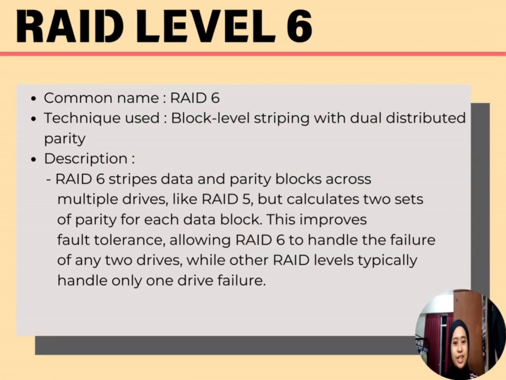Lastly, RAID level 6. The common name for this RAID is RAID 6. The technique used is block level striping with dual distributed parity. RAID 6 stripes data and parity blocks across multiple drives like RAID 5, but it calculates 2 sets of parity for each data block. This improves fault tolerance, allowing RAID 6 to handle the failure of any 2 drives, while other RAID levels typically handle only 1 drive failure.